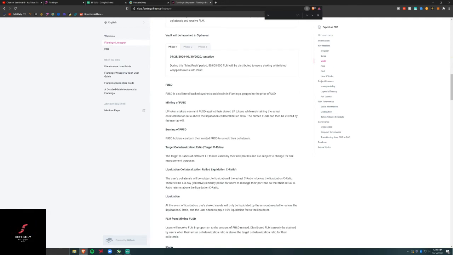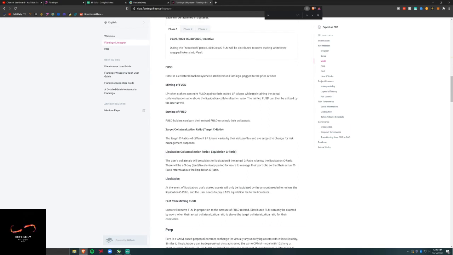That's as indicated by the C ratio, the collateralization ratio. What's cool about this Flamingo.finance liquidation process with the C ratio is that, unlike Maker, they give you a 3-day leniency period, tentatively. I'm not sure exactly what that means. More clarification to come. But they give you a 3-day period. So if you do come under collateralization and are subject to liquidation, you have an opportunity to prevent getting liquidated and avoid that 10% liquidation fee.